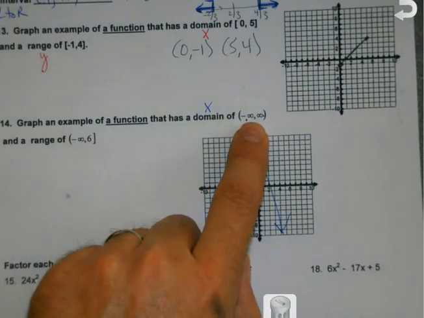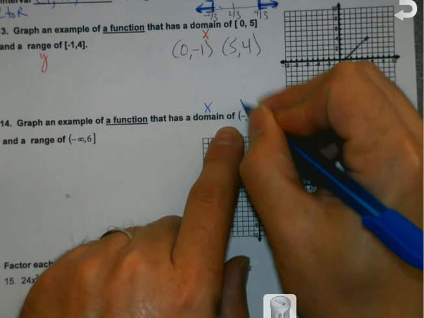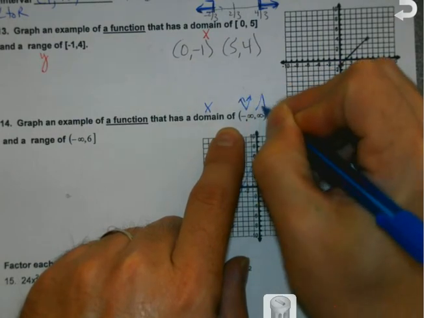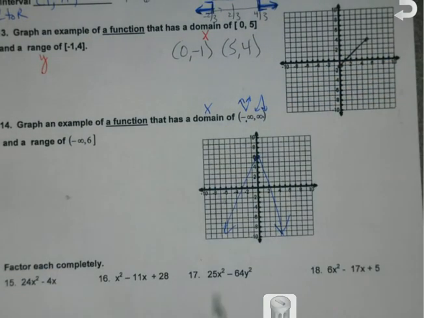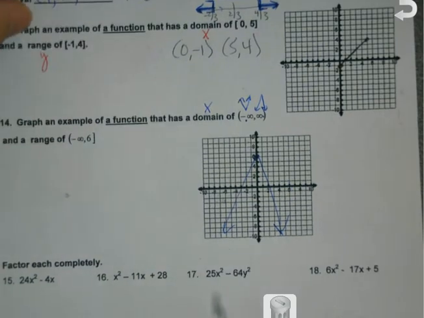But once you see this, automatically think it's a V of some sort. Just got to play around with it a little bit. That's all.